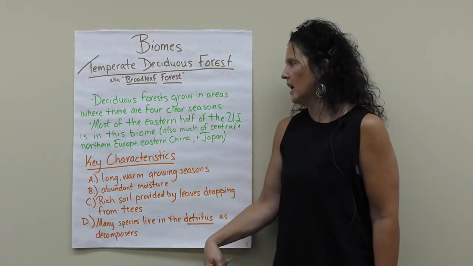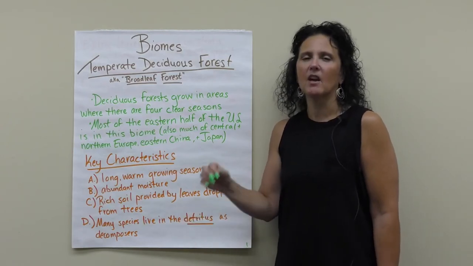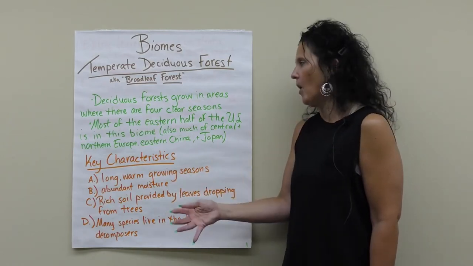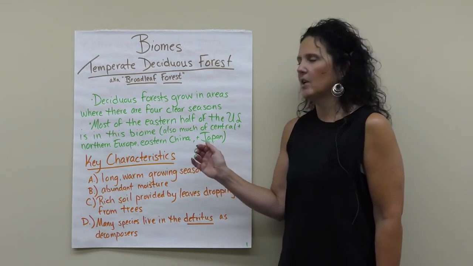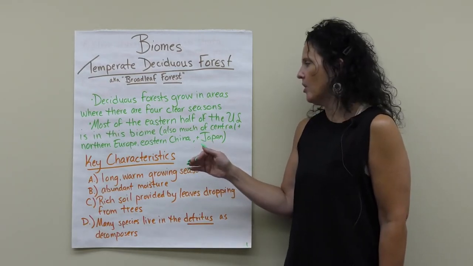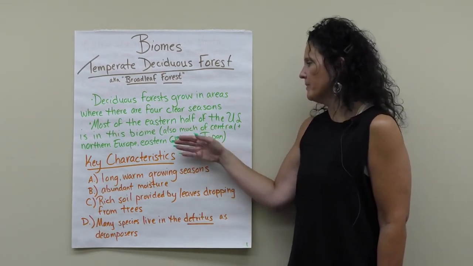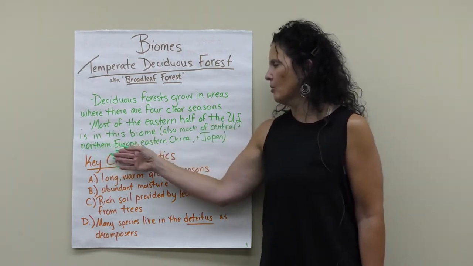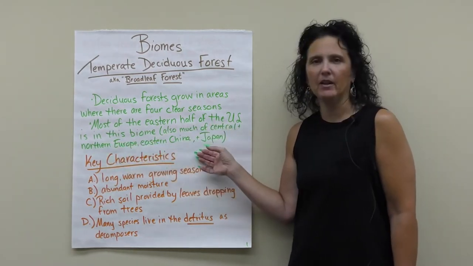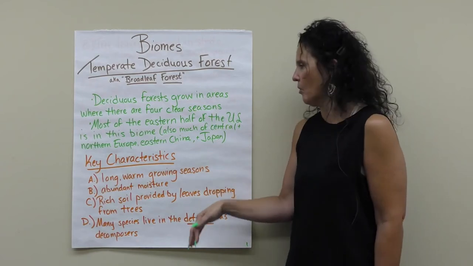Deciduous forest grows in areas where there are four clear seasons: winter, spring, summer, and fall. Most of the eastern half of the United States is in the same biome. And if we look around the globe, so much of Central and Northern Europe, Eastern China, and Japan would all be temperate deciduous forests.